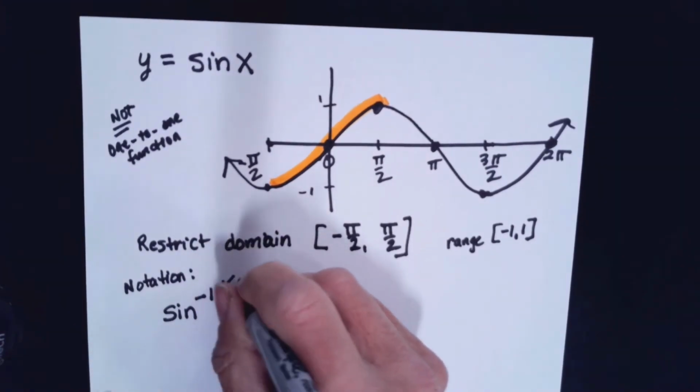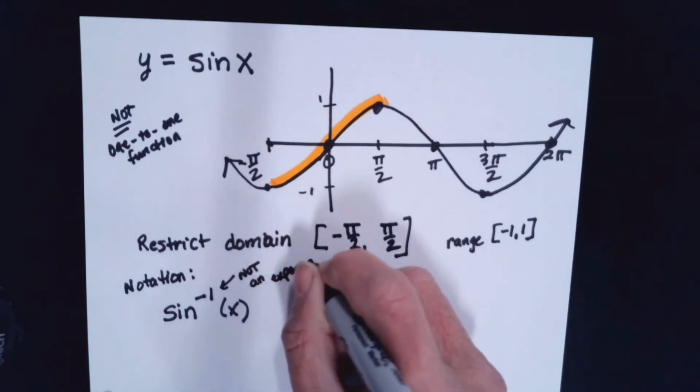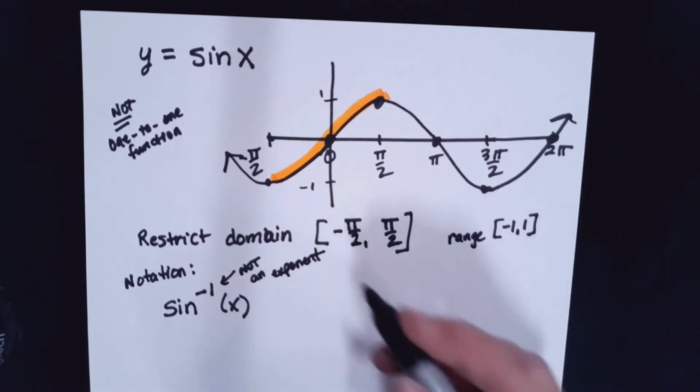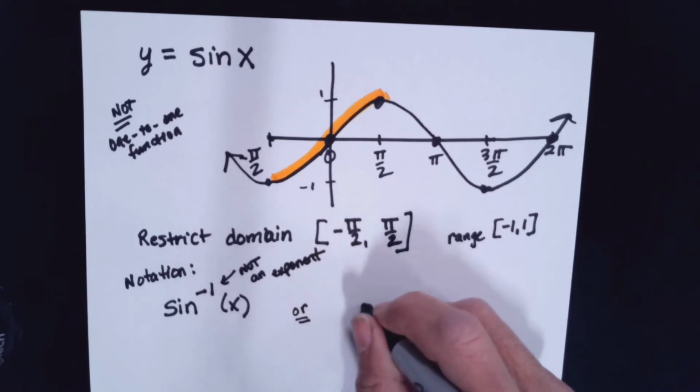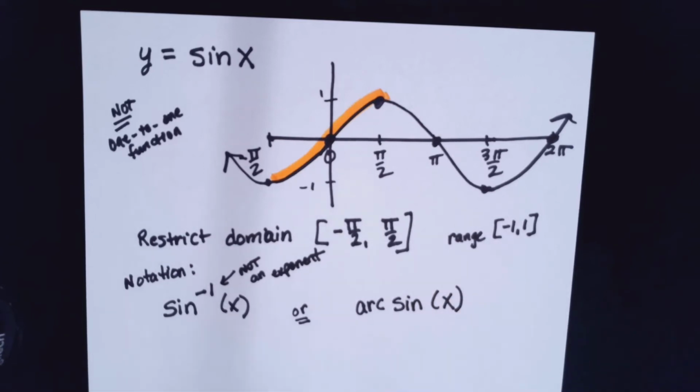And once again, that's not an exponent. It just means inverse. Those are two different ways you can write the inverse. You can either write sine negative 1 of x or arc sine, A-R-C, arc sine of x. These are used interchangeably. They mean exactly the same thing.